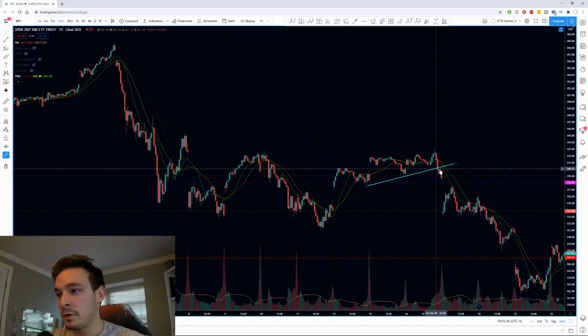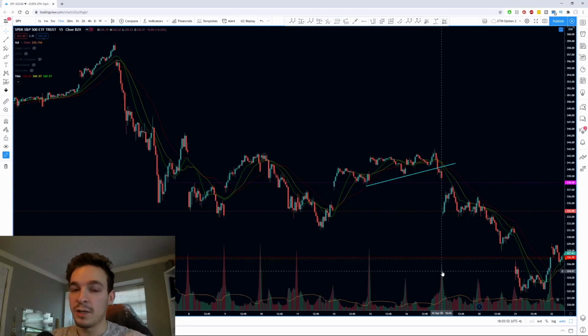So this trend line break right here was around 340, and then we dropped to about 322. So only about 18 points on SPY versus the 50-point drop we had on the previous trend line break. That's the comparison of a 15-minute time frame versus a 1-day time frame, and how significant the difference can actually be.